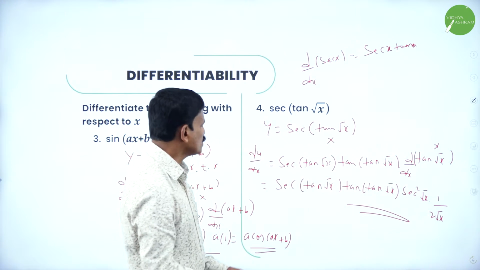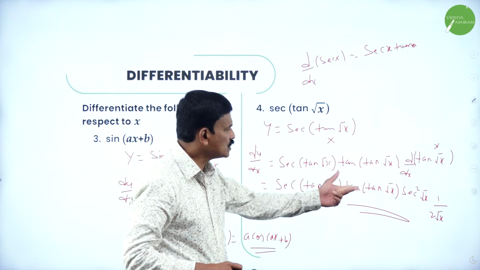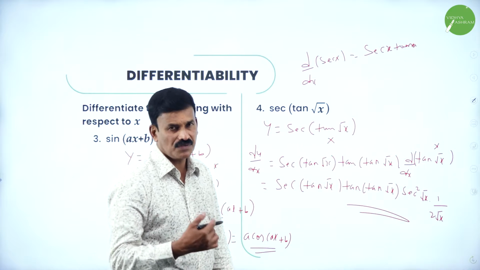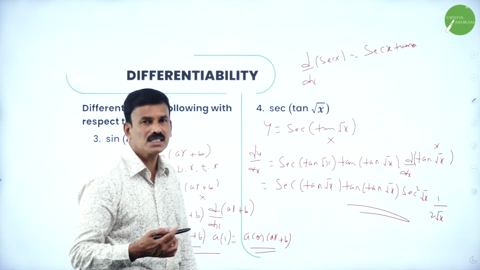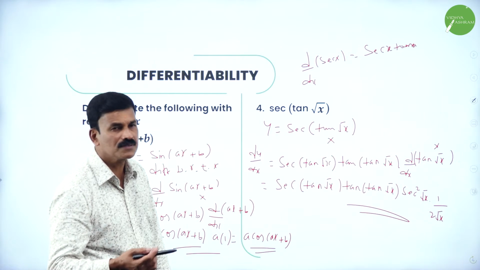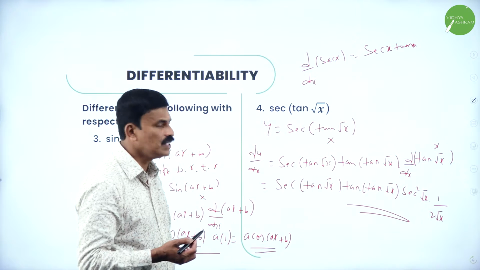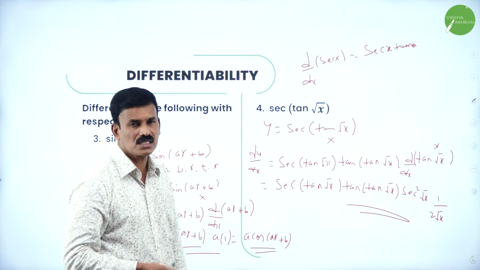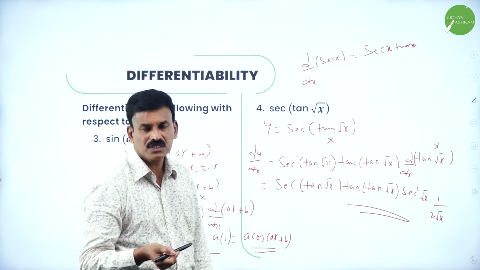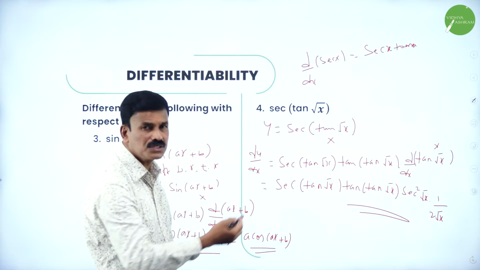So, the simplified answer is secant of tan root x into tan of tan root x into secant square root x divided by 2 root x is the differentiation for this function. That's it. Okay. Hope you followed. This is function of a function of a function. So, y is a function of u and u is a function of v and v is a function of x. That's all. Here this is function of a function of a function. So, this can be differentiated using the chain rule like this.